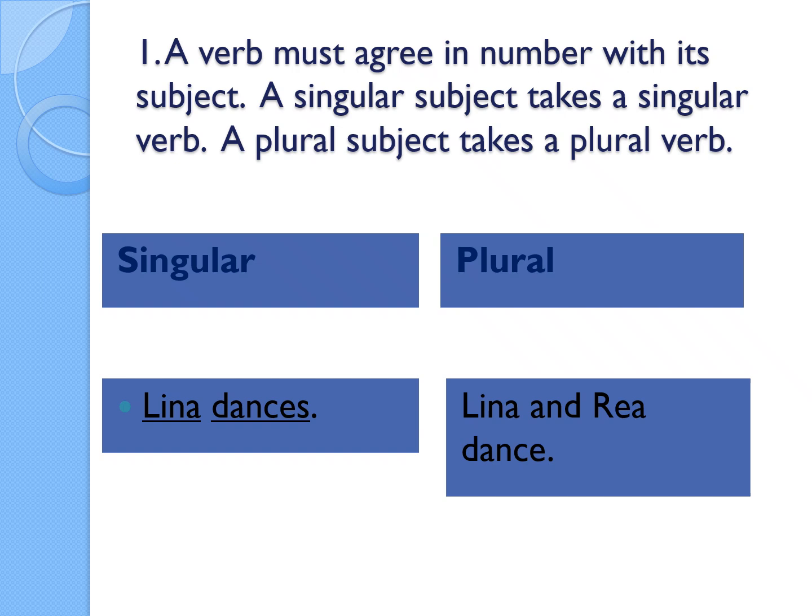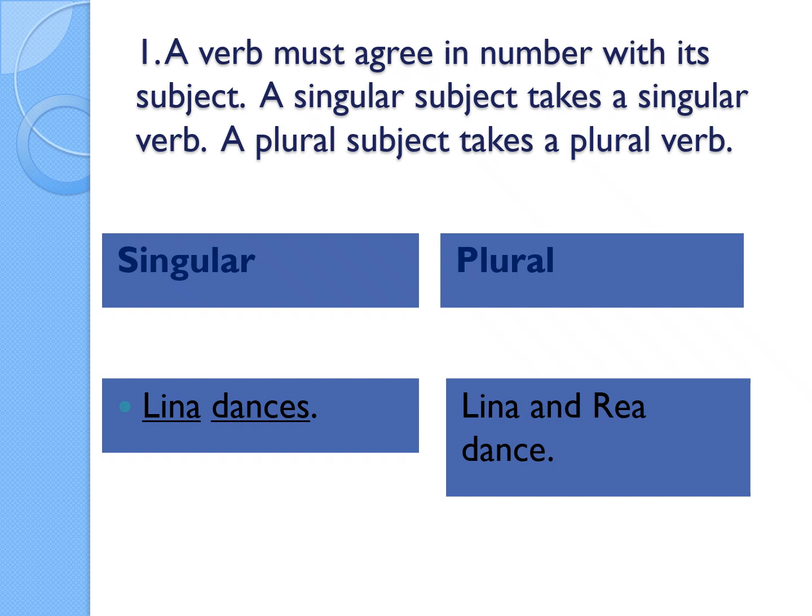In this example, Lina and Rhea dance. What is the subject in the sentence? The subject is Lina and Rhea. There are two persons mentioned. That's why it's a plural subject. So we have to use a plural verb, and we use dance because it's in the plural form.